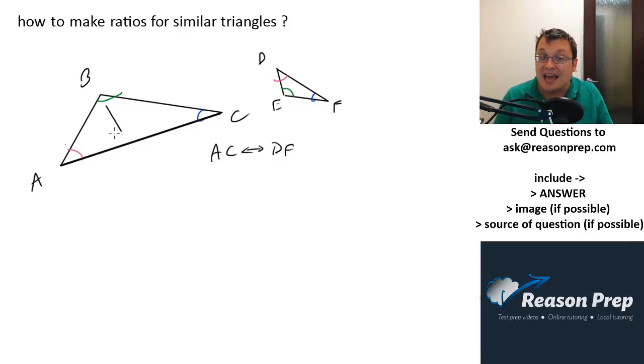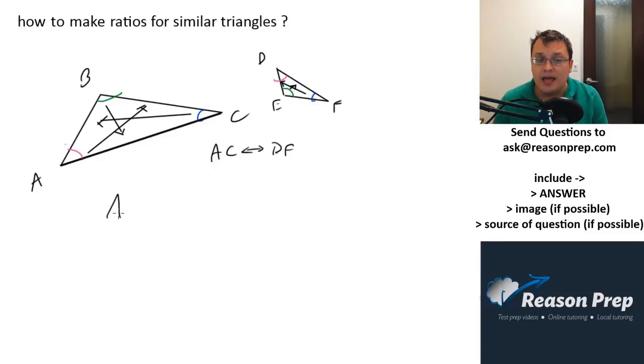Or you can look at the angle across from the side, which is probably easier. So the side across from the green angle corresponds. So AC to DF, AB and DE, and then BC and EF would be corresponding. So when you're looking for corresponding sides, you actually pay attention to angles. That tells you which sides link up. And then once you've done that, you can create all kinds of ratios.